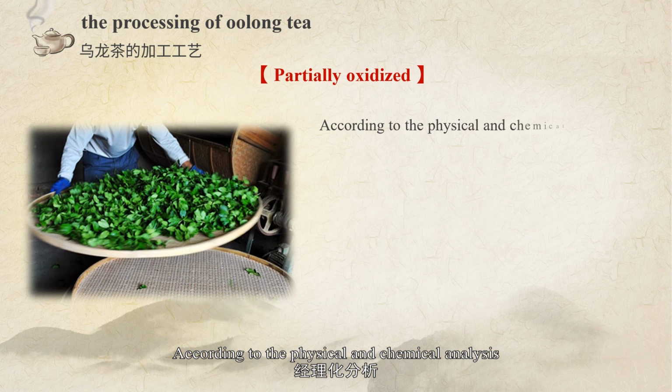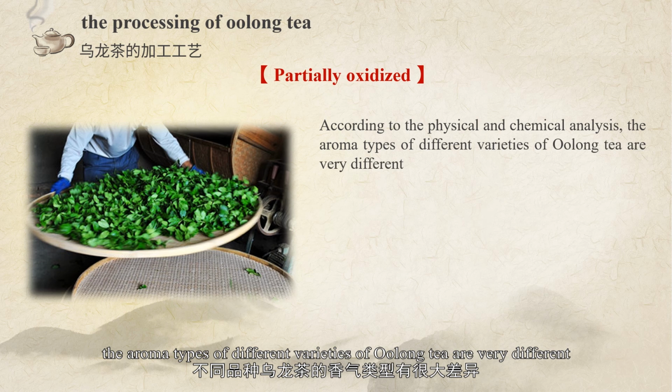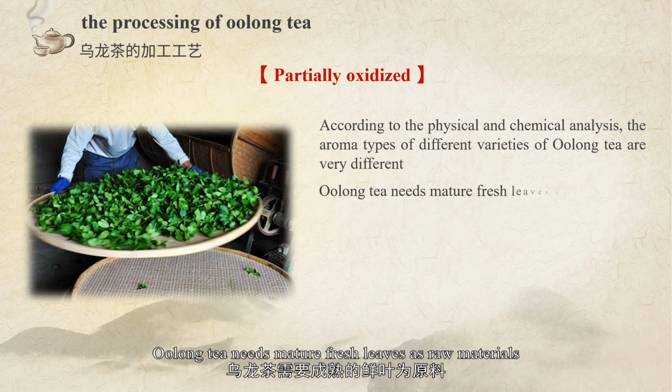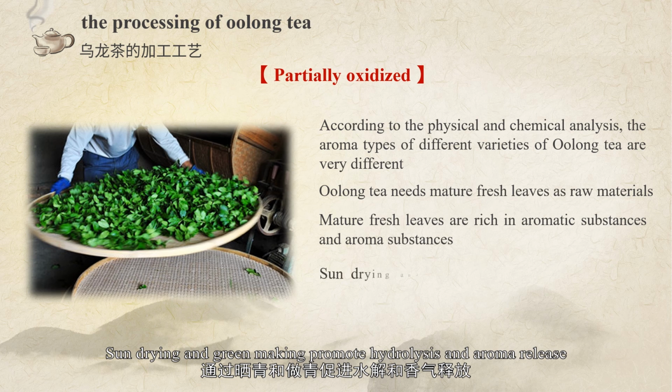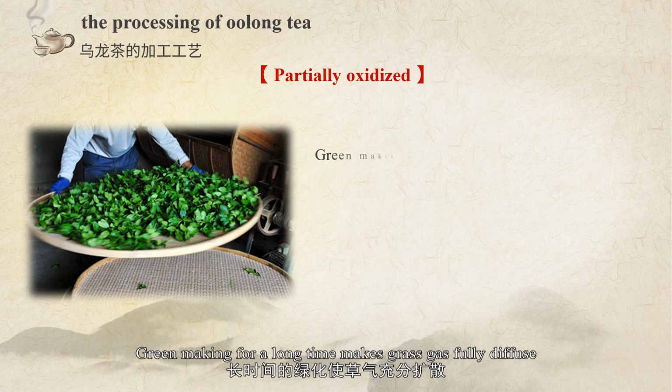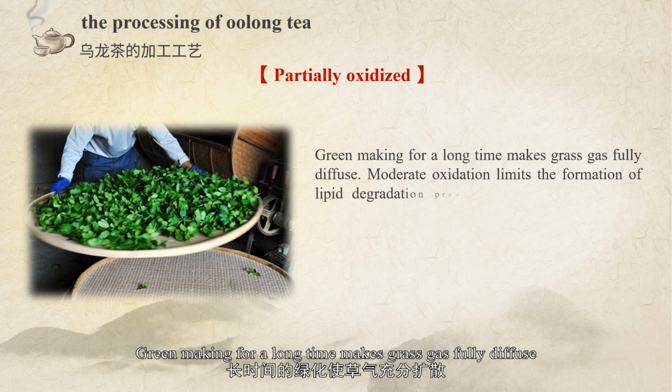According to physical and chemical analysis, the aroma types of different varieties of oolong tea are very different. Oolong tea uses mature fresh leaves as raw materials. Mature fresh leaves are rich in aromatic substances. Sun-drying and green making promote hydrolysis and aroma release. Green making for a long time makes the grass gas fully diffuse.